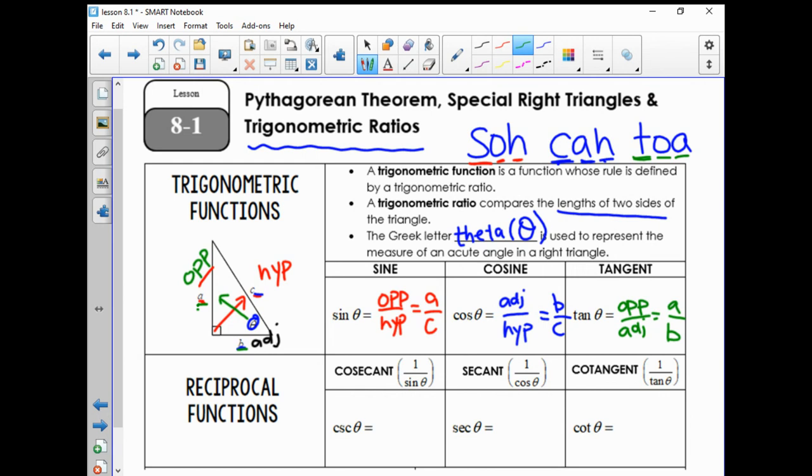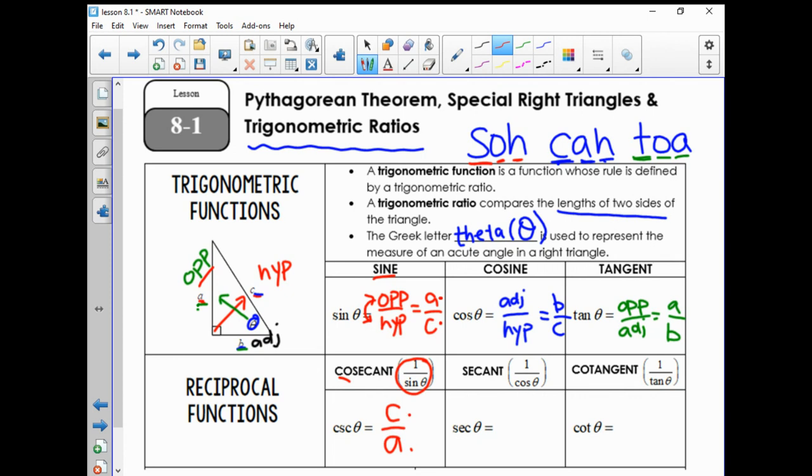However, there are 3 other ones. We call them the reciprocal ratios or reciprocal functions. So the cosecant right here, the cosecant is the reciprocal of the sine. So you can see right here, it's 1 over the sine of theta. I think it's easier just to remember the reciprocal just basically switches the opposite and the hypotenuse. They just trade places. So instead of A over C, your cosecant is going to be C over A. Since A was in the top, it goes to the bottom. C is in the bottom, it goes to the top.